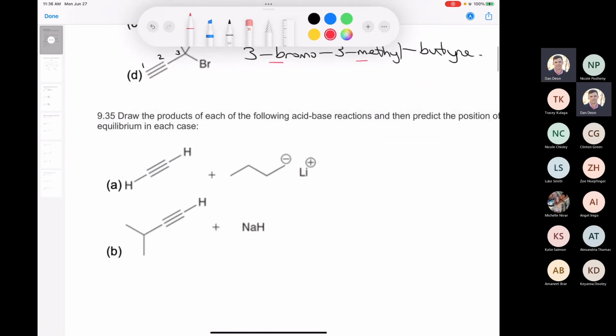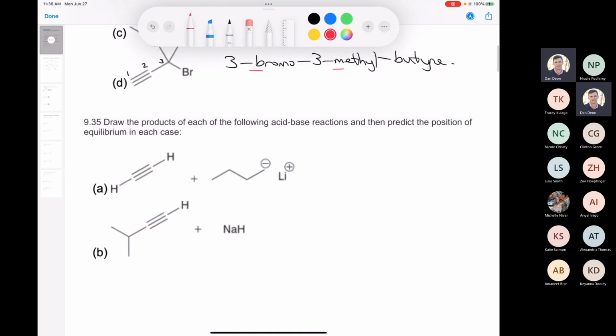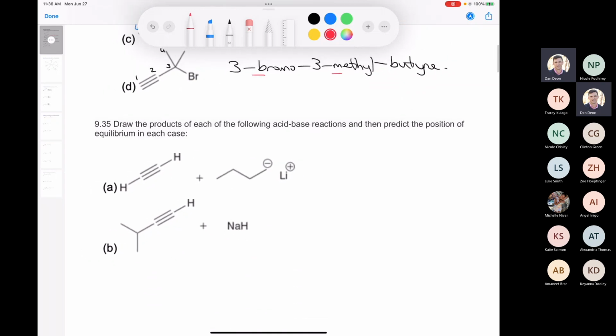Again, you can see I copied and pasted this directly from the textbook. Draw the products of each of the following acid-base reactions and then predict the position of the equilibrium in each case. So this is just acetylene here. They've just highlighted the 2 hydrogens explicitly. Remember, this is called butyllithium, and we call that just BuLi, like that.